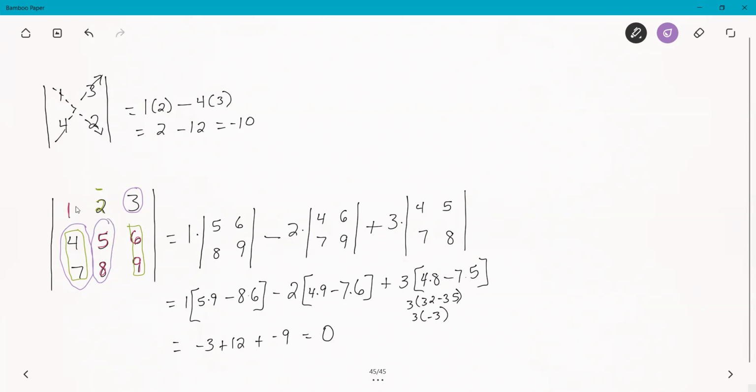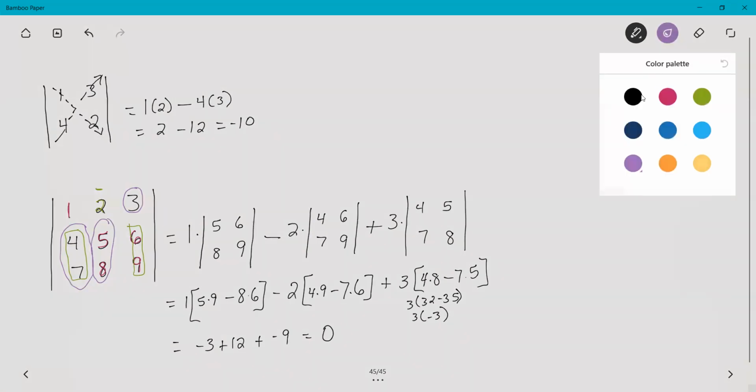Okay. So just remember, whichever number you start with here, you're going to hold the rest of that column. You're not going to use it. You're going to use the two opposite columns. So like with 2, we use the two opposite columns. And with 3, we use the two opposite columns. Okay? I hope that wasn't super confusing.